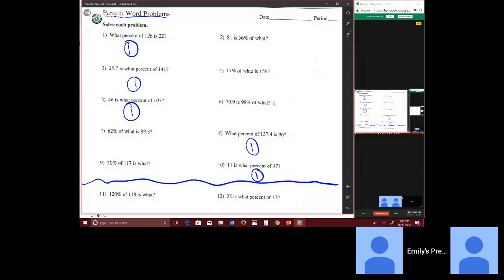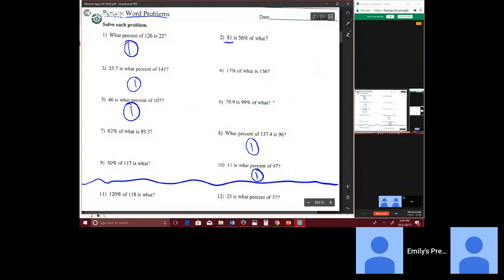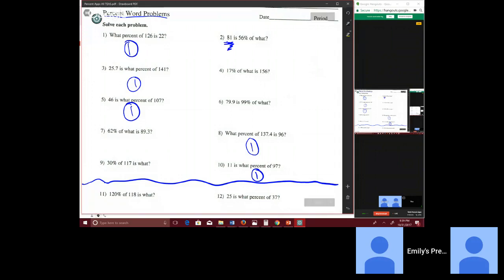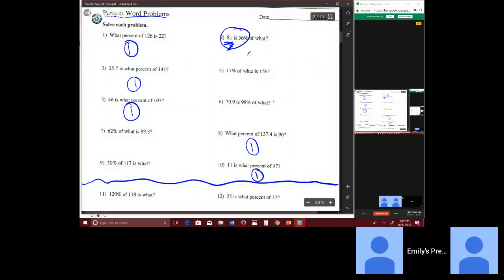Now on number 2, it says 81 is 56% of what? The question is always, are they telling you that the regular number, which in this case is 81, are they telling you that is 56%, or are they asking you to find 56%? It very clearly says 81 is 56%. So that is a scenario 2. 81 is the part.